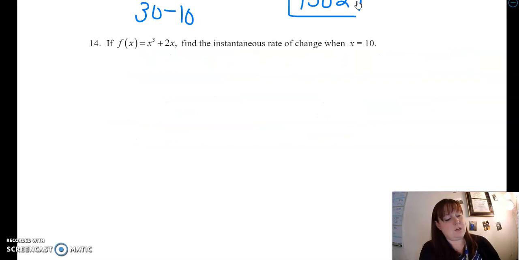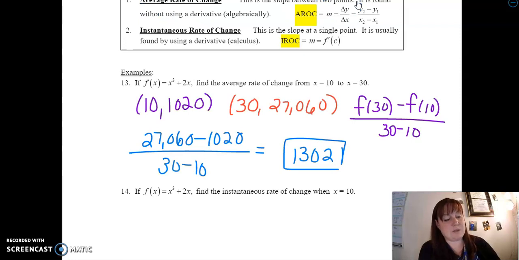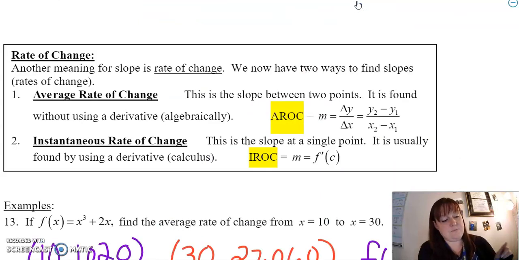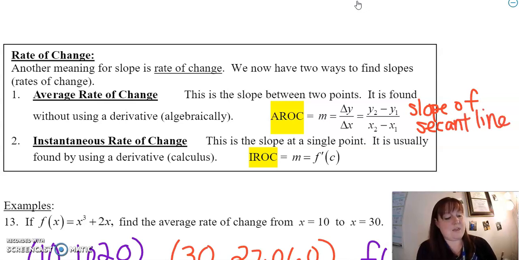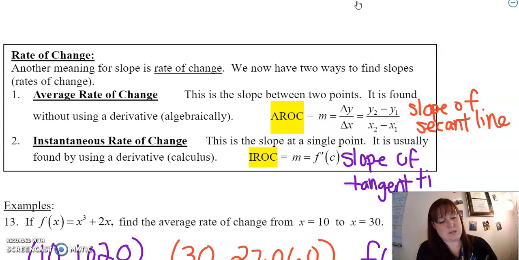Okay? So this says if this is the function, find the instantaneous rate of change when x equals 10. So I'm going to have you write right here on this. Next to average rate of change, I want you to write slope of secant line. Remember, secant line is one in between 2 points on the graph. And then next to instantaneous rate of change, I want you to write slope of tangent line. I can't write and talk sometimes at the same time. I wrote the wrong word. All right, slope of the tangent line. So average rate of change, slope of secant line, instantaneous rate of change, slope of the tangent line.